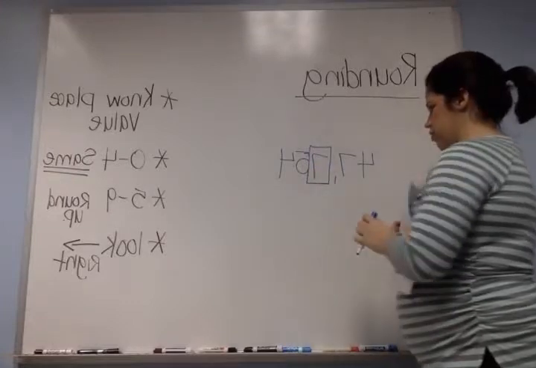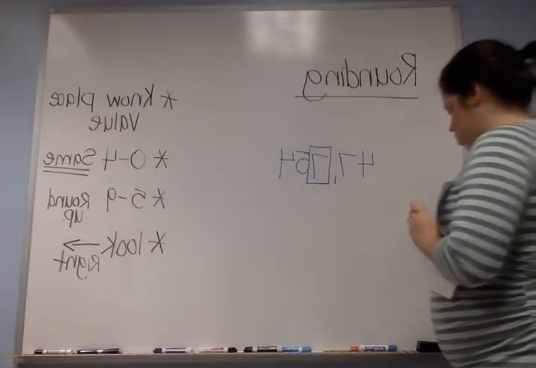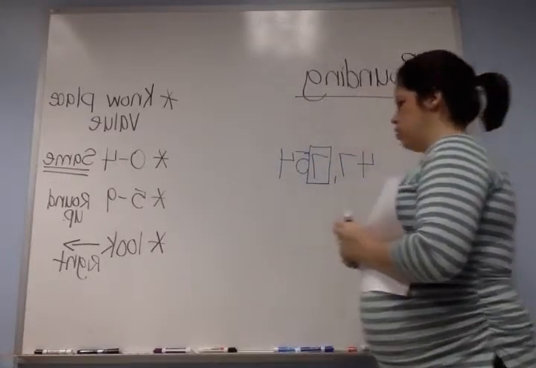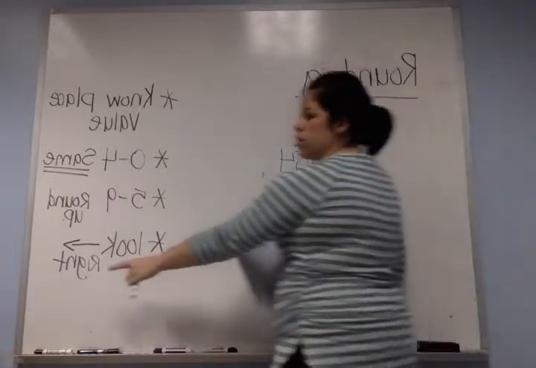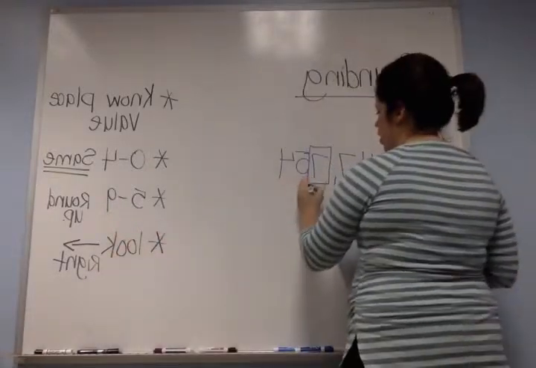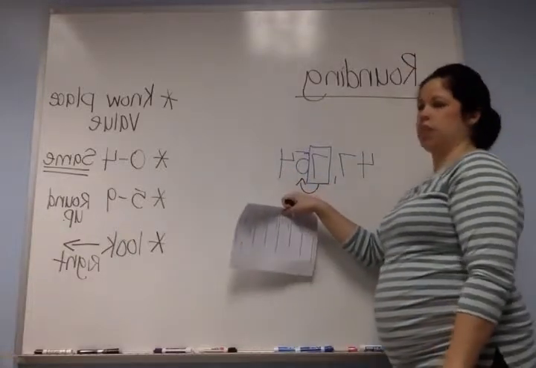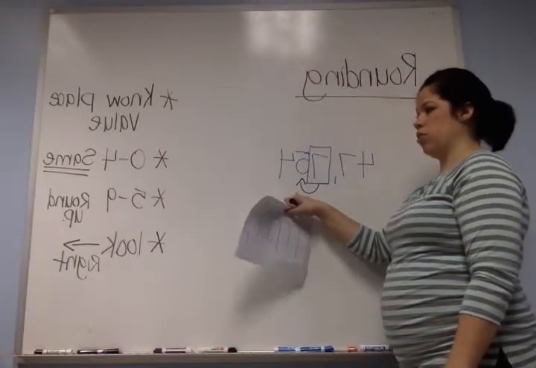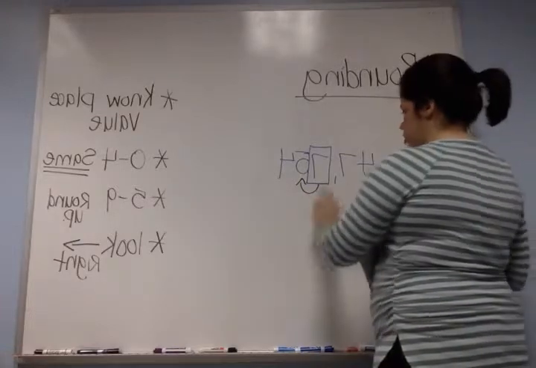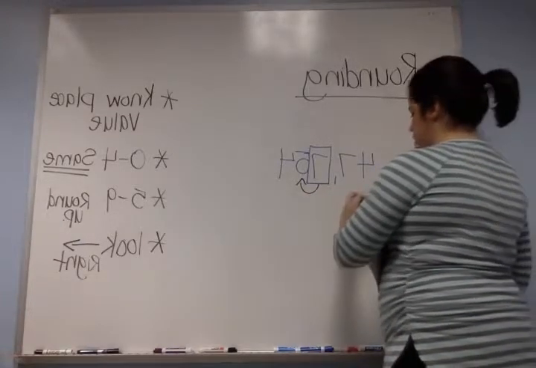7. Okay? We are going to look to the right. Good. We're going to look to the right. Do you have 0 to 4 or 5 to 9? 5 to 9. So what are you going to do? Round up. What do the numbers to the left do? They stay the same.